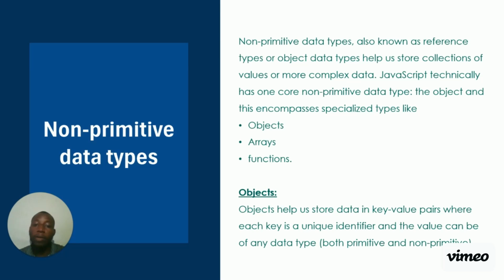So it is this object now that encompasses the three specialized types, which are objects, arrays, and functions. So let's take these three one after the other, talk about them and how we can work with them. So the first one is objects. What are objects? Objects help us store data in key value pairs, where each key is a unique identifier and the value can be of any data type, both primitive and non-primitive. Very soon you will see how we take our knowledge of primitive data types and bring it into these non-primitive data type examples that we have.